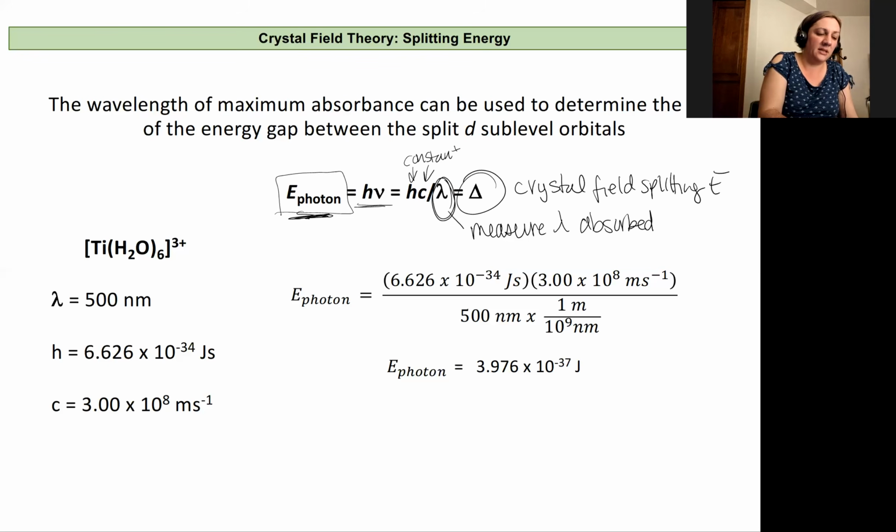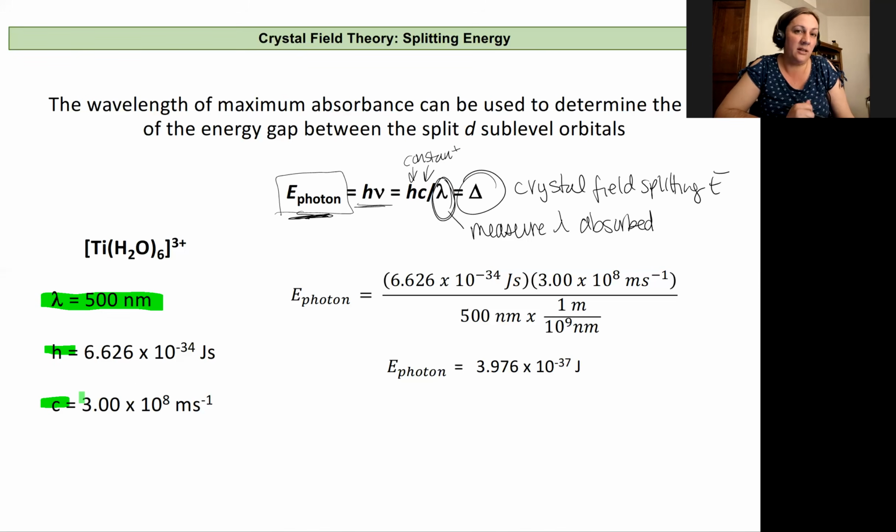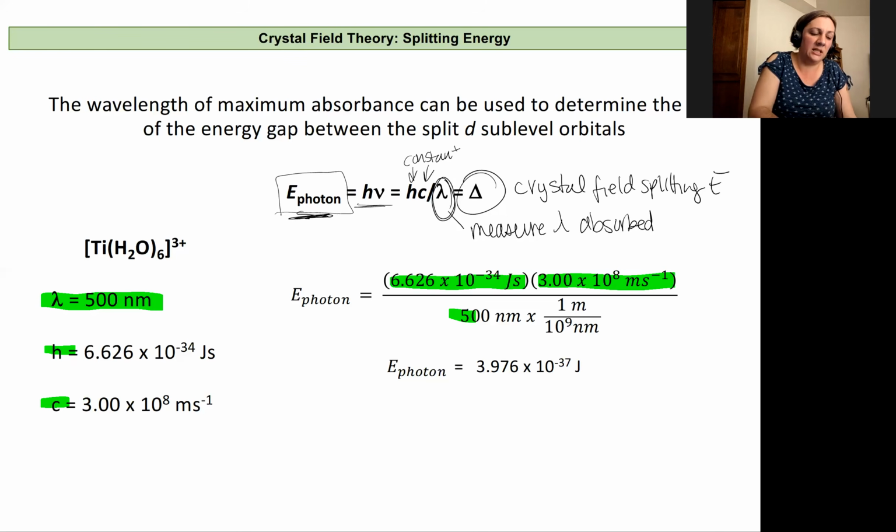So for that same titanium compound, if we just focus on the maximum wavelength, which was at 500 nanometers, and there was a shoulder further out, which influenced the color we observed. But if we start with that and we use Planck's constant and the speed of light, we can calculate that crystal field splitting energy. So we're going to plug in our constants. Here's Planck's constant, 6.626 times 10 to the negative 34th, and then 3 times 10 to the 8th for the speed of light. And note that's in meters per second. And our wavelength is in nanometers right here, so we're going to need to convert that to meters using just a simple metric conversion.